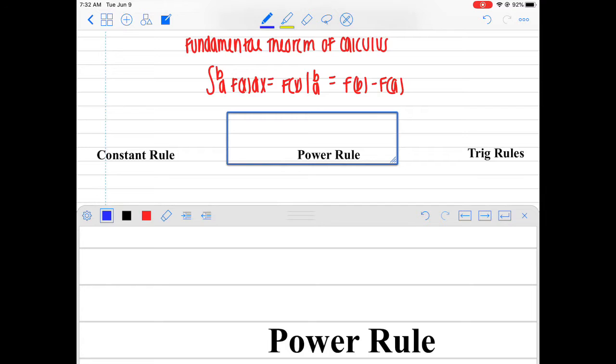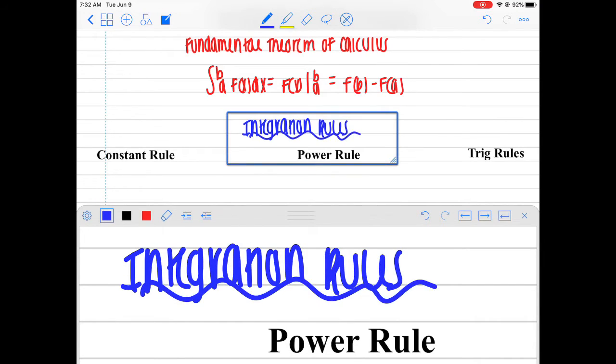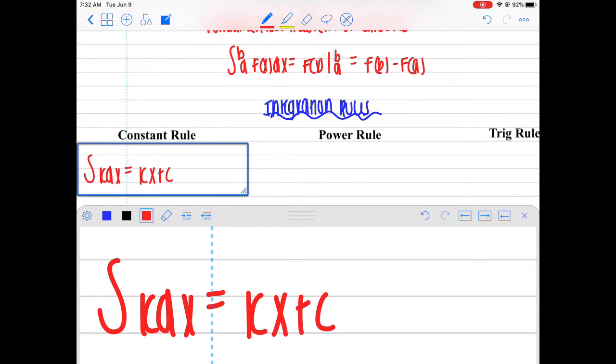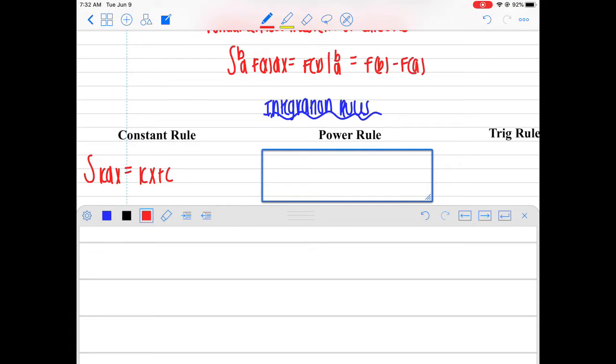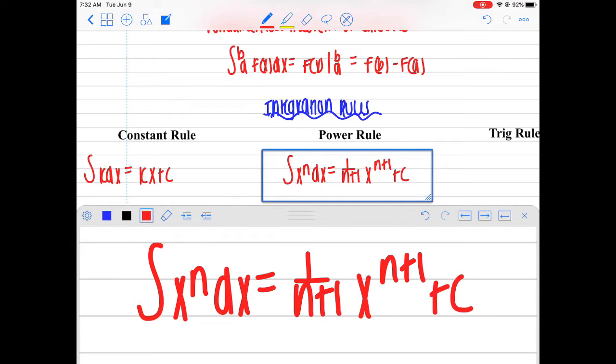And so the integration rules that we're going to be using in these example problems today are going to be the constant rule, power rule, and trig rule. So the constant rule is the integral of k dx is equal to kx plus c. And so for the power rule, the integral of x to the nth power dx is equal to 1 over n plus 1 times x to the n plus 1 plus c.